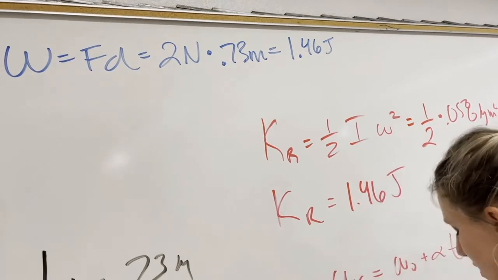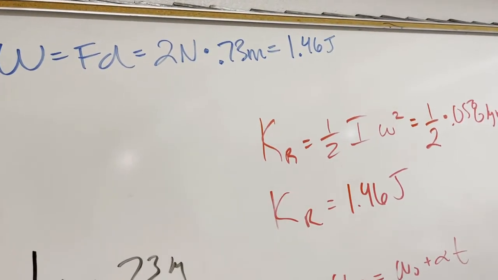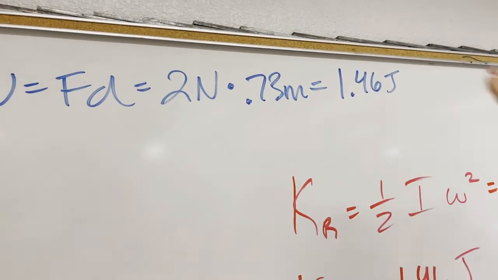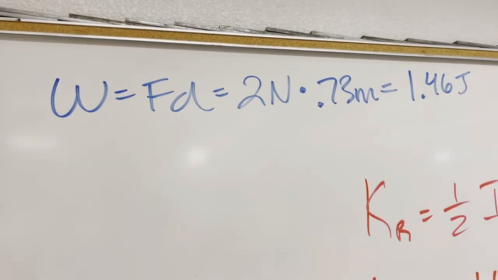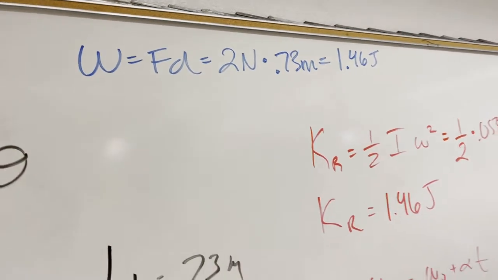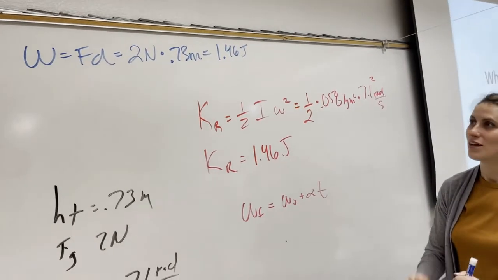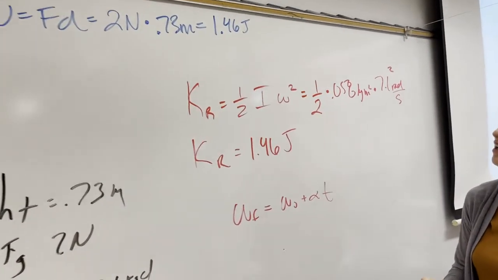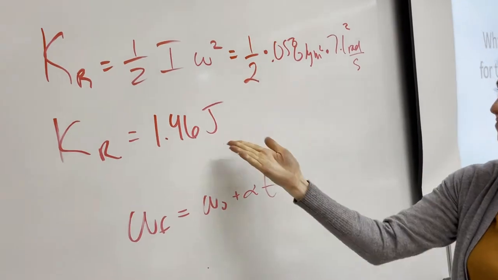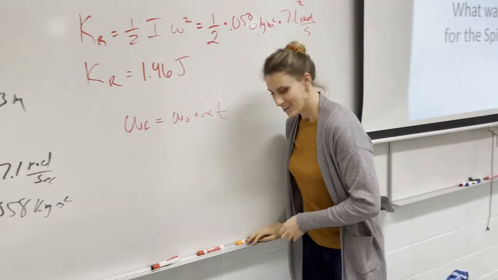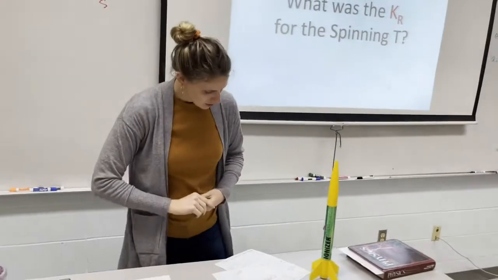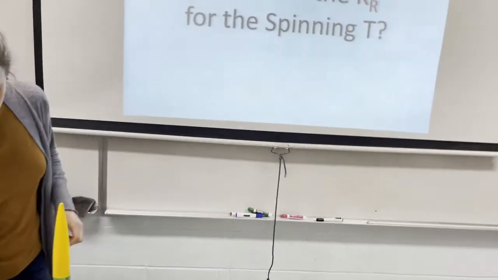1.46 joules. Work changes energy. Okay, so we got work changes energy. We got this from the little hanging mass, the 200-gram mass that was falling. And then from the data collected, we come up with the kinetic energy. So that's it.